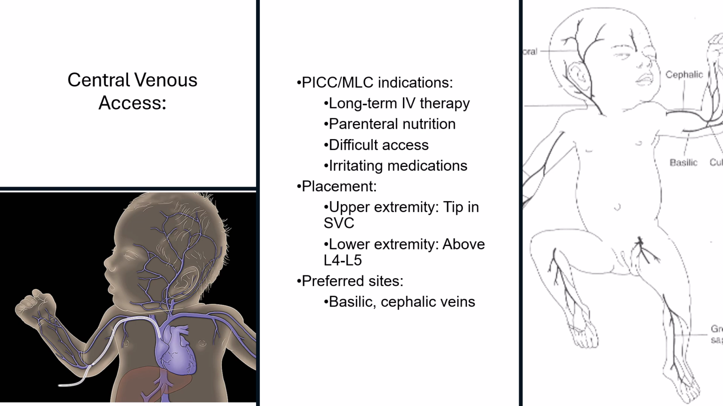Central venous access via PICC or midline catheters is indicated for long-term IV therapy, parenteral nutrition, difficult venous access, or administration of irritating medications. Proper tip placement depends on the insertion site. In upper extremity insertions, the tip should be in the superior vena cava. In lower extremity insertions, the tip should be above the L4-L5 vertebrae. Preferred insertion sites include the basilic and cephalic veins.